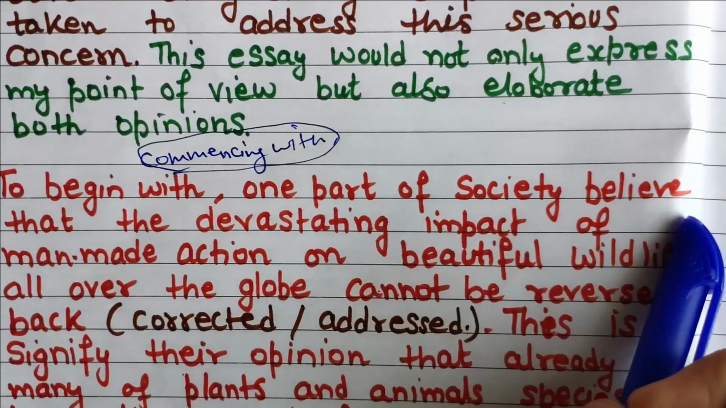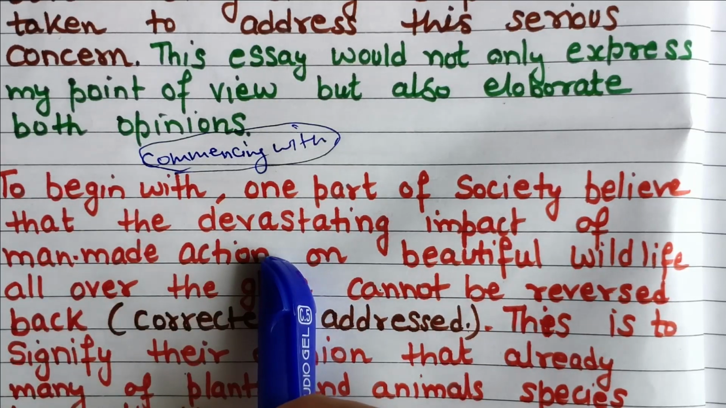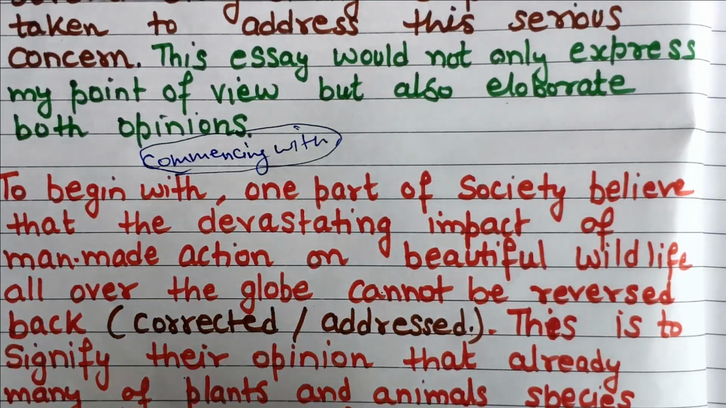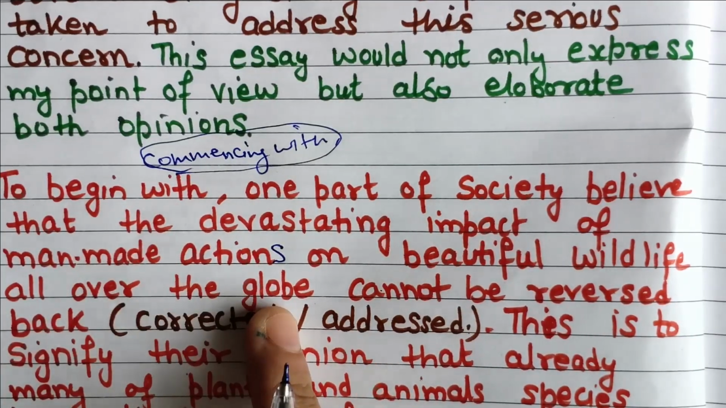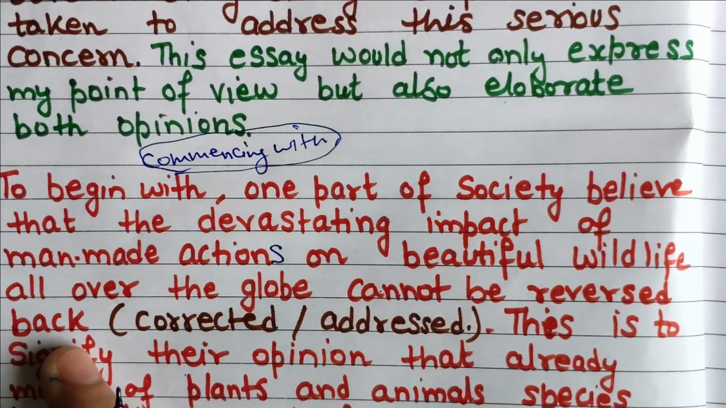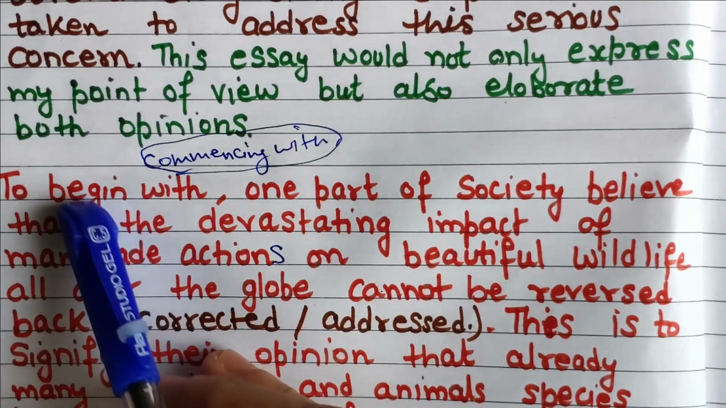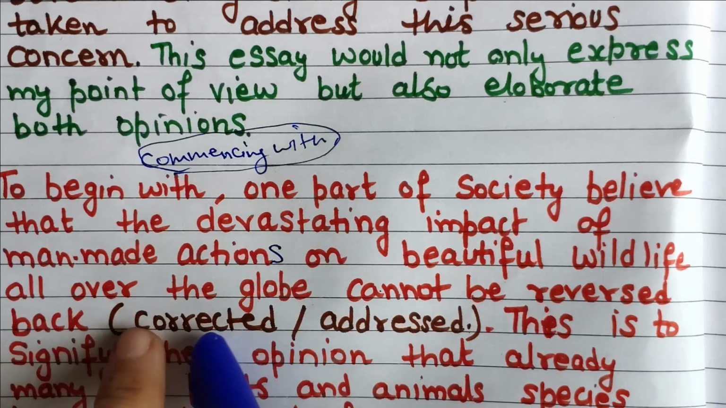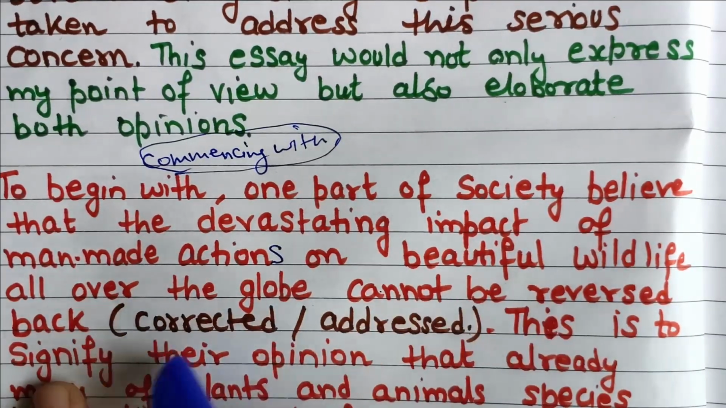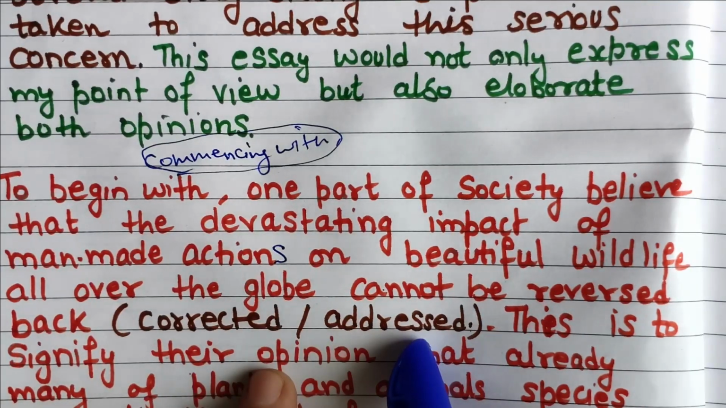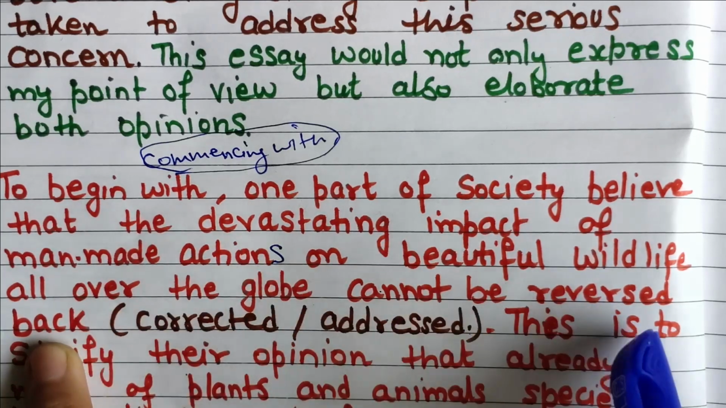One part of society believes that the devastating impact of man-made actions on beautiful wildlife all over the globe cannot be reversed back. This is to signify the point of view. This is optional. You can use "cannot be reversed back," or "cannot be corrected," or "cannot be addressed."